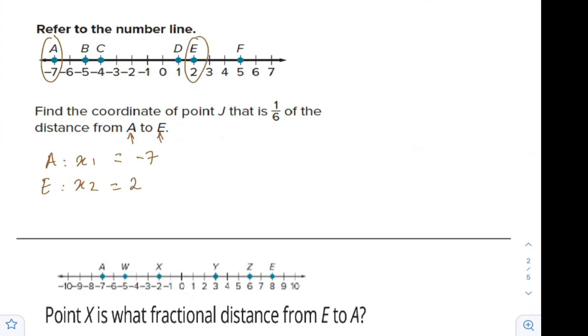Let's summarize what we have. Where is A over B? This is the fractional distance, 1/6. So he is asking to put the J. We will write the formula.